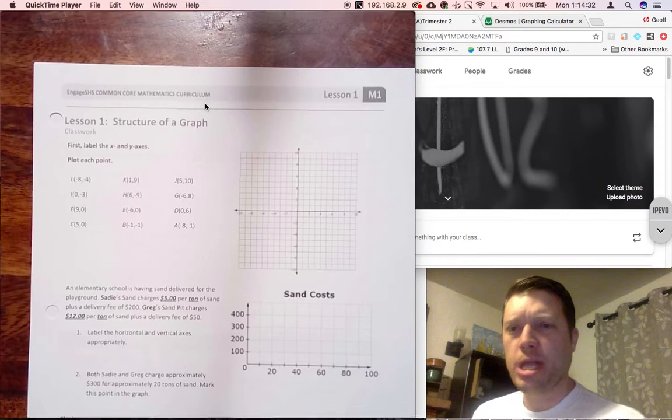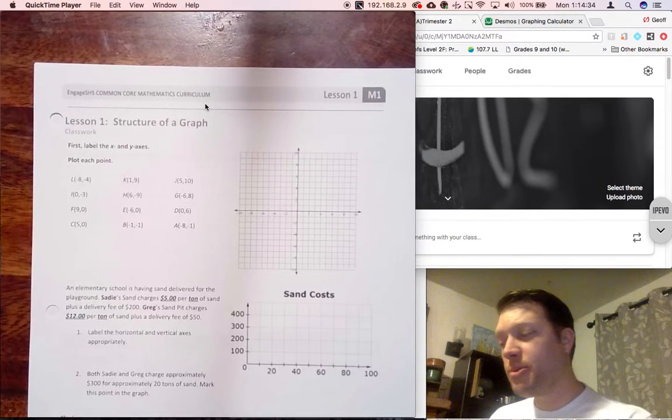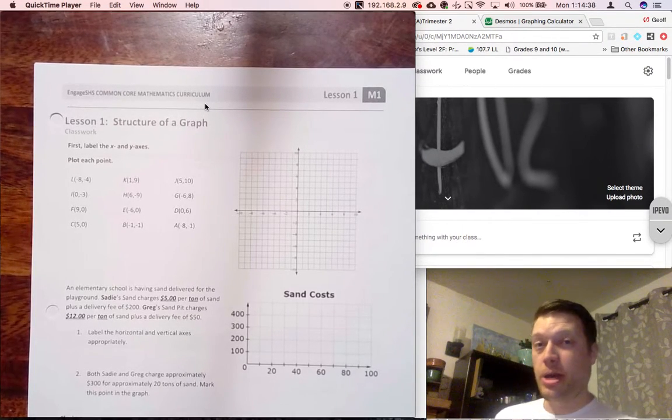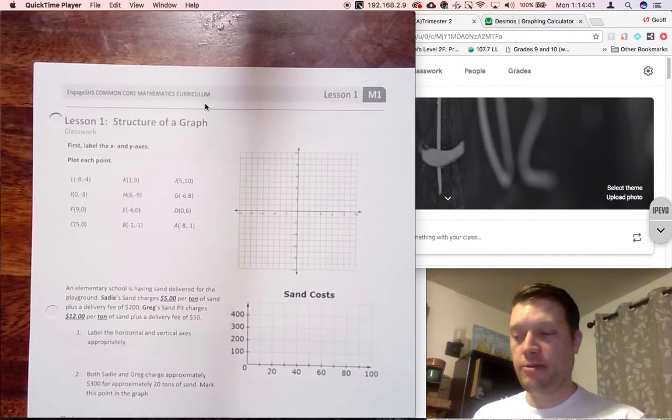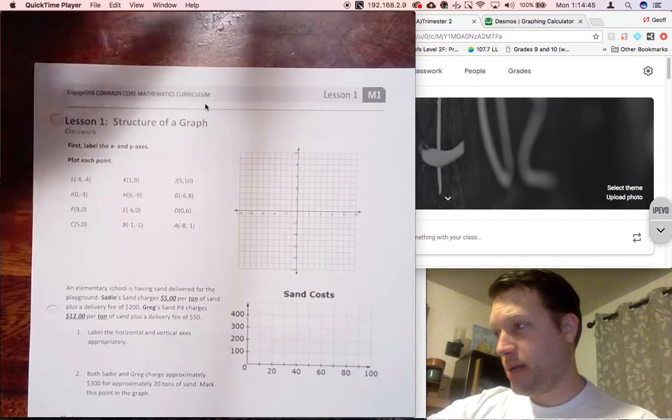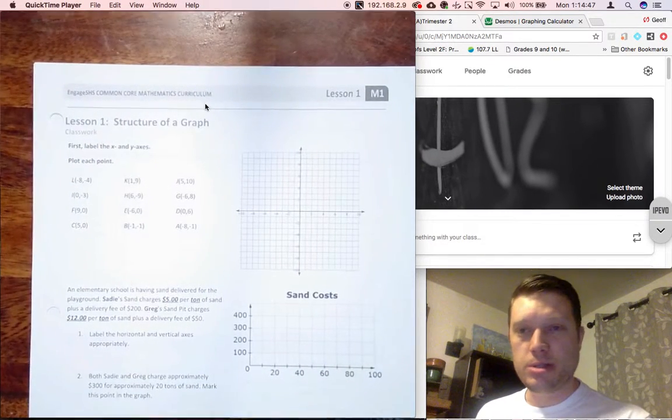It says, first label the X and Y axes and plot each point. We're talking about the structure of a graph. And I'm anticipating that this is a review for you, that you are going to recall things that you have done in the past to be able to answer these questions.